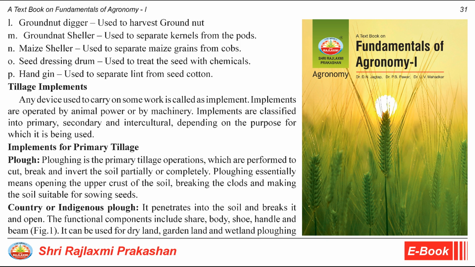Implements for primary tillage. Plow. Plowing is the primary tillage operation, which is performed to cut, break, and invert the soil partially or completely. Plowing essentially means opening the upper crust of the soil, breaking the clods, and making the soil suitable for sowing seeds. Country or indigenous plow.